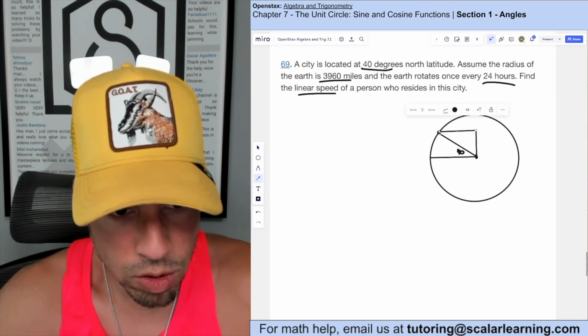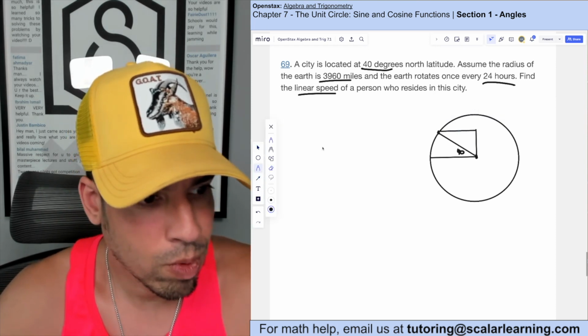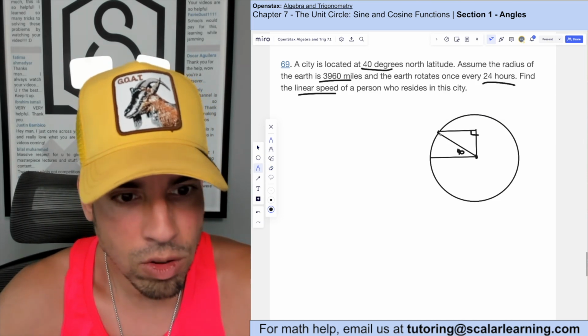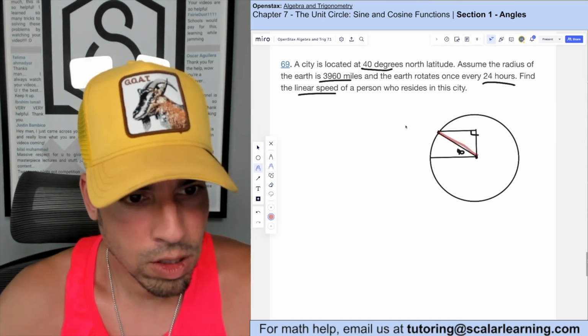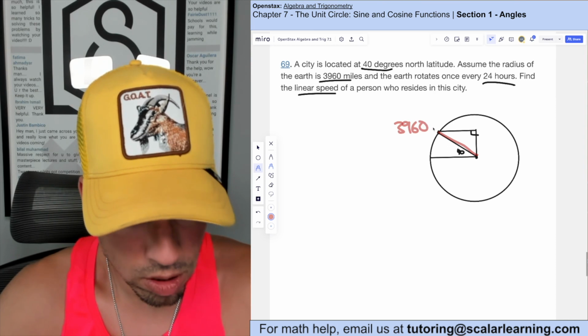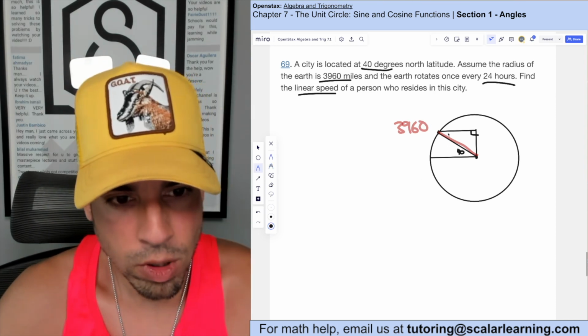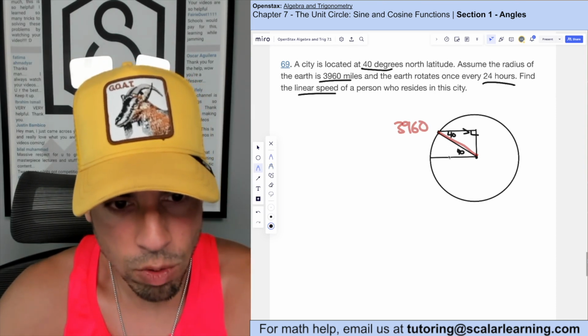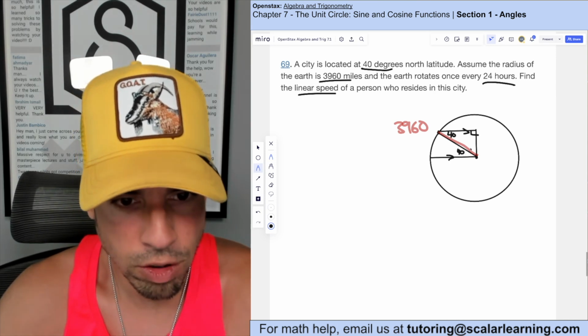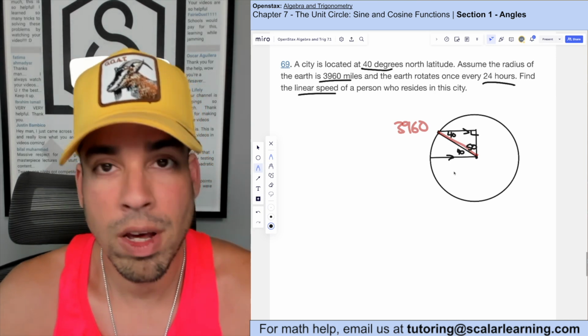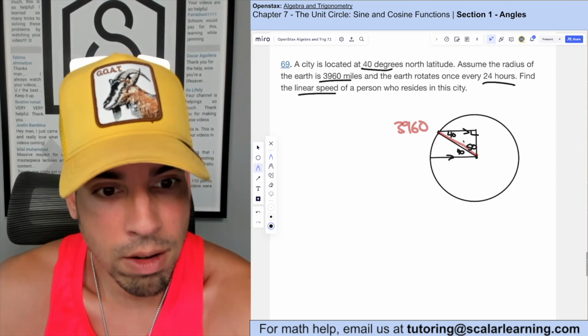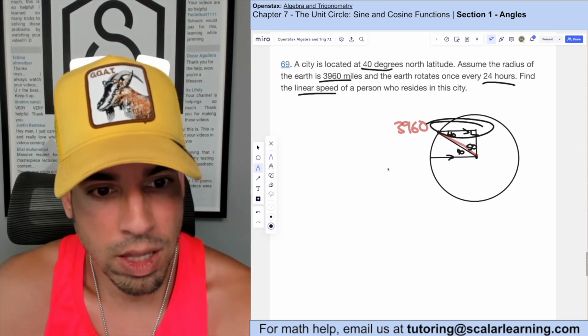And I'm going to show you why this works, because this is a really nice right triangle, and I already know that this is the radius here. And they've given us that the radius is 3,960 miles. And since this is 40 degrees here, this is 40 here. These two are parallel, so those are alternate interior angles. This is 50. So now using some trig, we have enough information to figure out the length of this line.